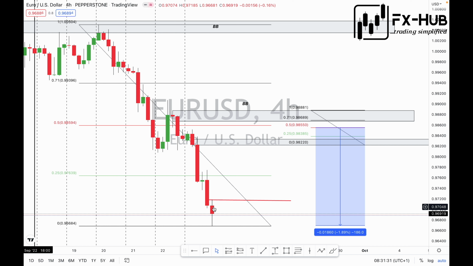Now, currently, we know that sellers are in charge. This is a bearish move. We have gotten the high of the week, we have gotten the low of the week. We look for the equilibrium price of the week. So the equilibrium price of the week is 50%, and that's around 0.98584.